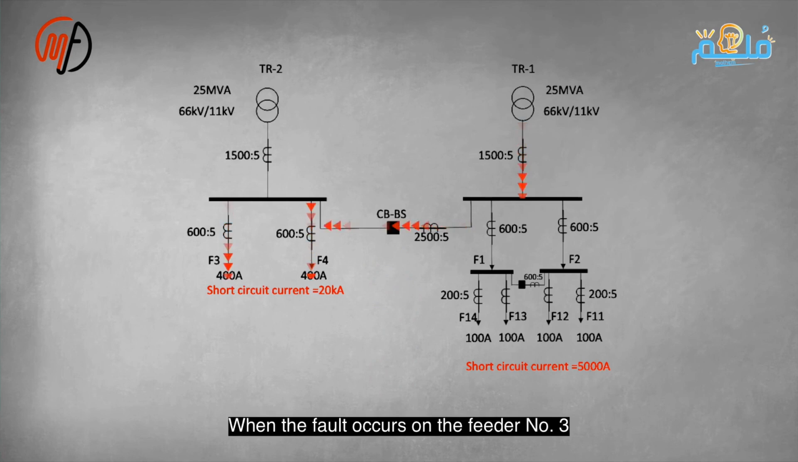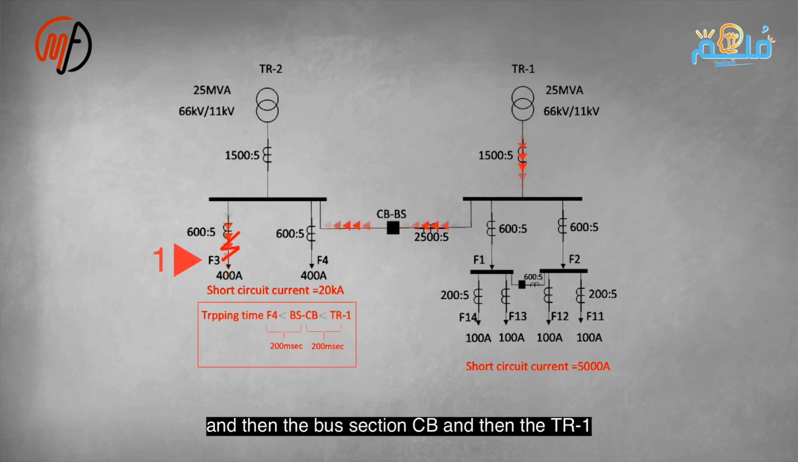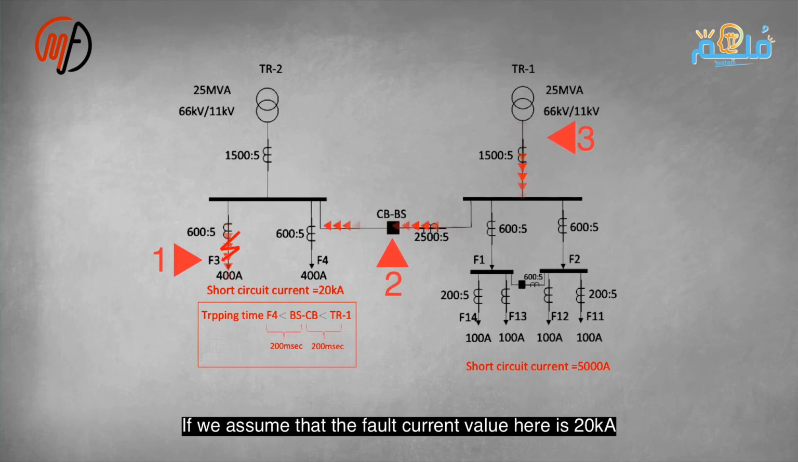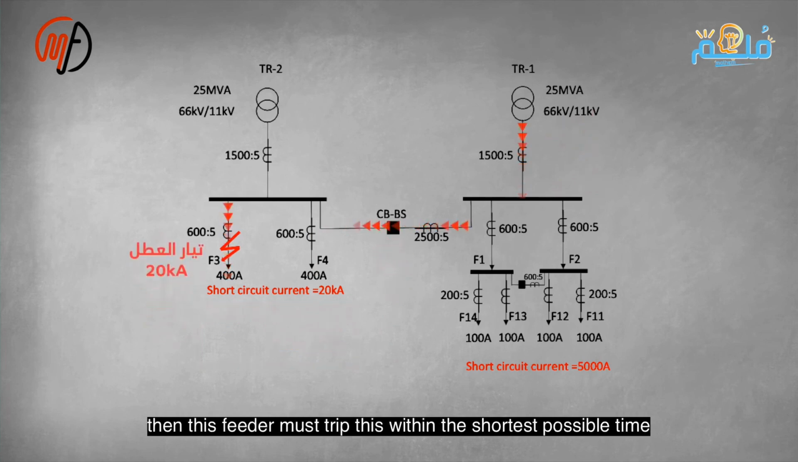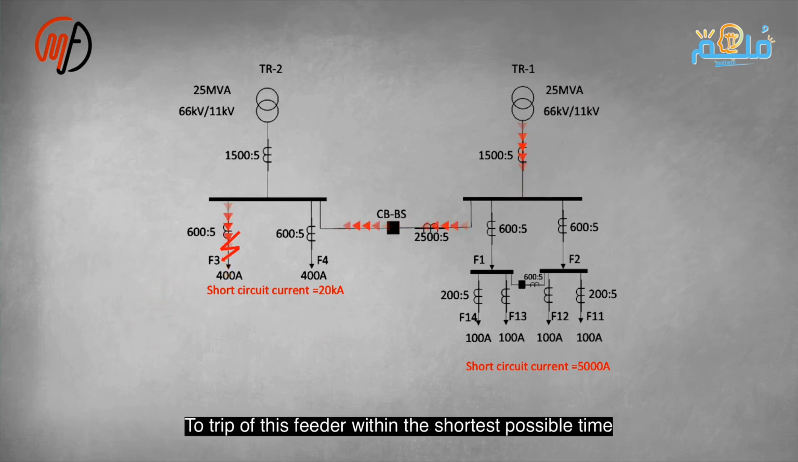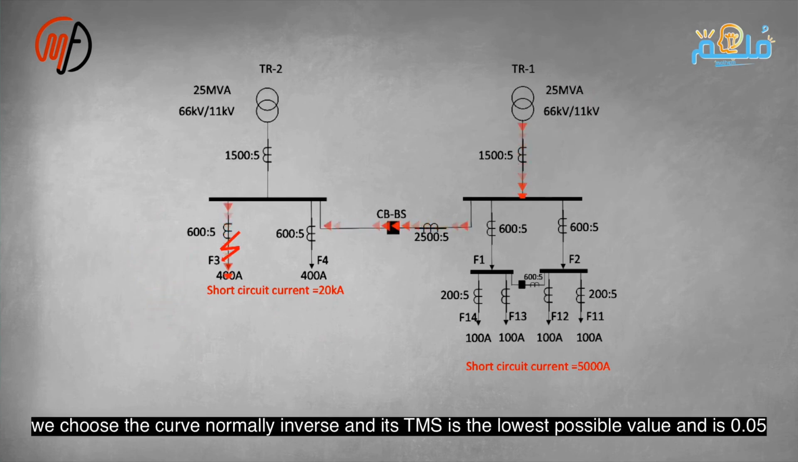When a fault occurs on feeder number 3, the fault current will flow this way. Therefore, feeder number 3 must trip first. Now, if we assume that the fault current value here is 20 kiloamps, this feeder should trip in the shortest time possible. In order to separate this feeder in the shortest possible time, we choose the normal inverse curve, and its TMS is the lowest possible value, which is 0.05, and it goes to 0.5.